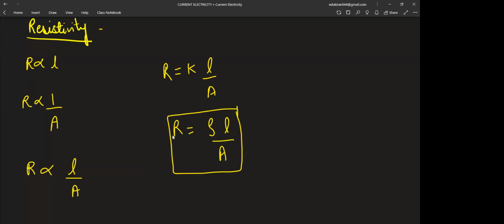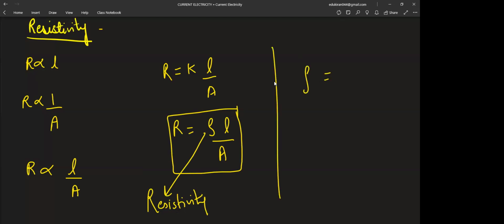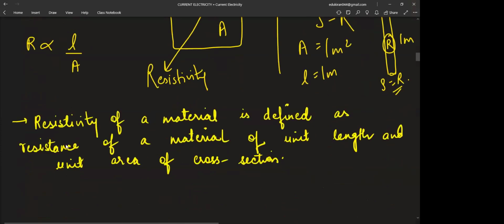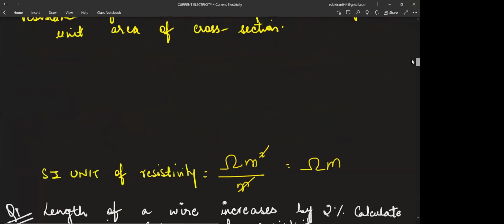So what is R? R is the resistance. What is rho? Rho is a new term which is known as resistivity. So what exactly is resistivity? Resistivity is basically resistance into area by length. Means resistivity is the resistance when area is 1 meter square and the length is 1 meter. So if a conductor has an area of 1 meter square, length of 1 meter, and the resistance offered is R, resistivity will be equal to R. Resistivity of a material is defined as the resistance of a material of unit length and unit area of cross section.